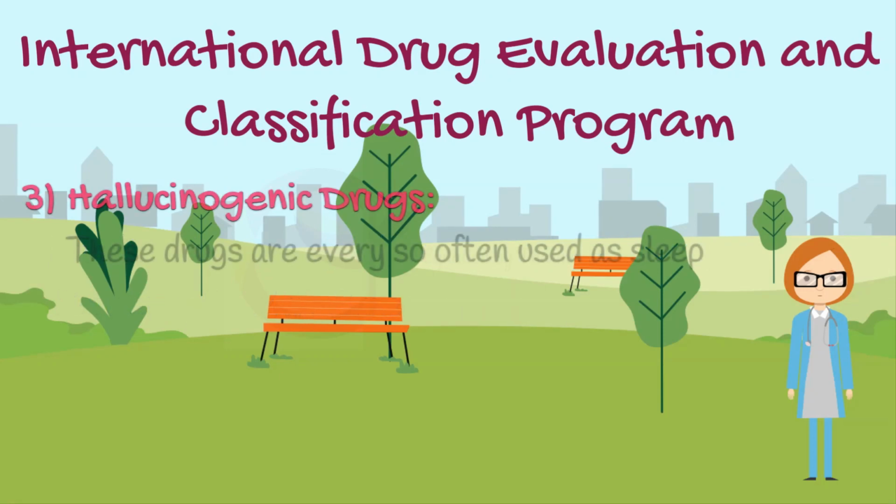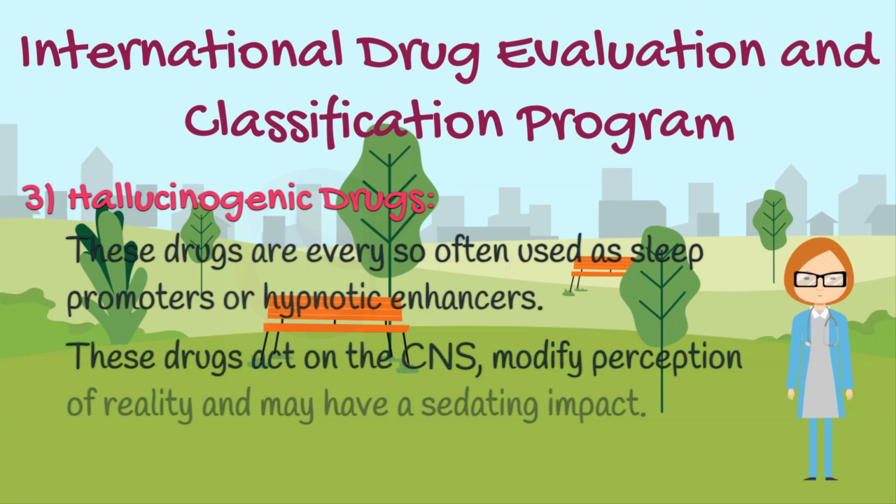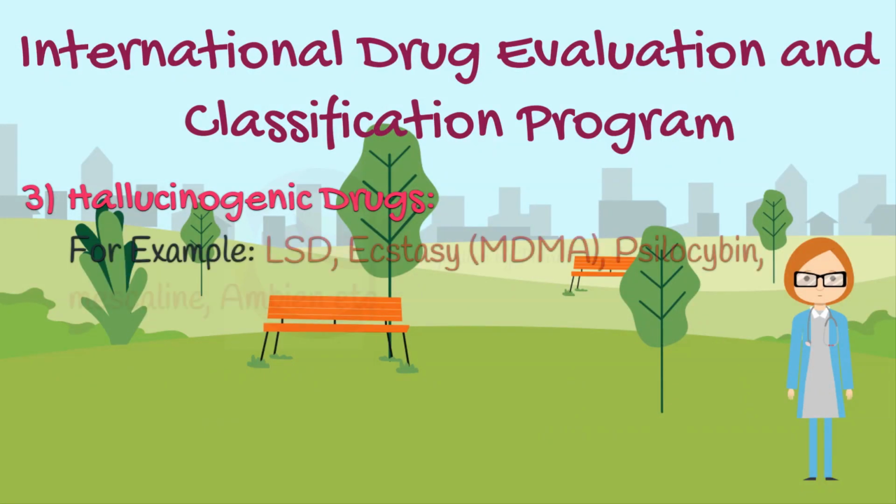Hallucinogenic drugs are every so often used as sleep promoters or hypnotic enhancers. These drugs act on the CNS, modify perception of reality, and may have a sedating impact. On the other hand, they can also have a stimulating effect. Several of these drugs were formerly used as sleep aids or by psychiatrists as aids for therapy. Examples here include drugs like LSD, ecstasy or MDMA, psilocybin, mescaline, Ambien, etc.